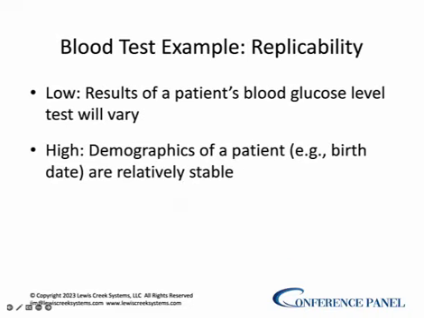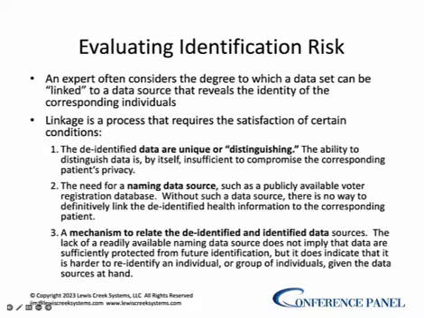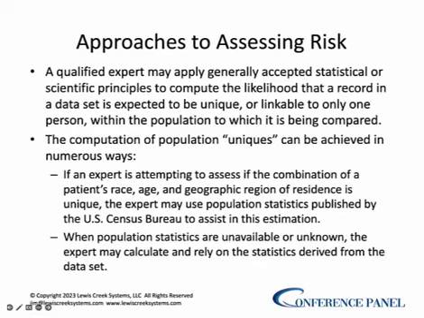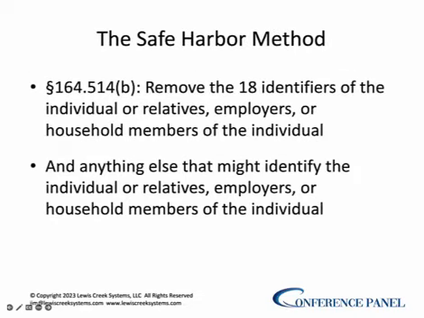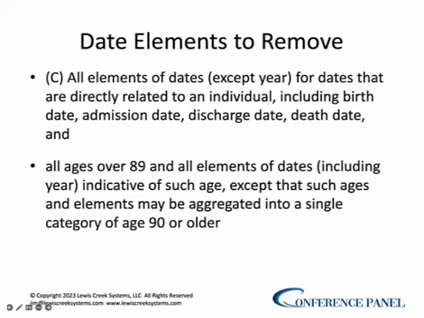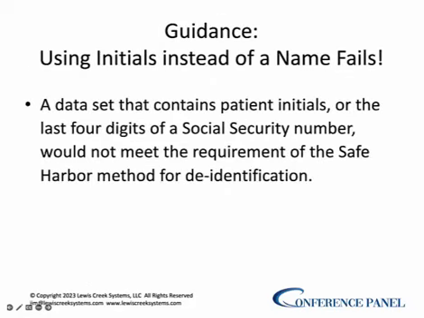The data source availability for this blood test example matters when it comes to assessing the risk, identification risk, and the various approaches to mitigating risk. Now, with the safe harbor method, you also want to remove all elements of dates except the year for dates that are directly related to an individual. And of course, all those other things we mentioned before in that list: telephone numbers, fax numbers, email addresses, social security numbers. And so the guidance says we want to make sure we're careful with dates and things like that.